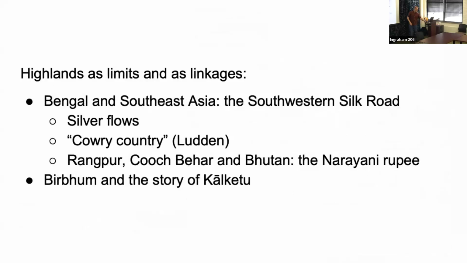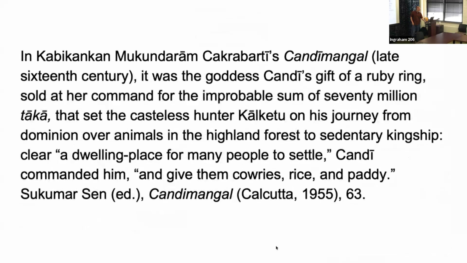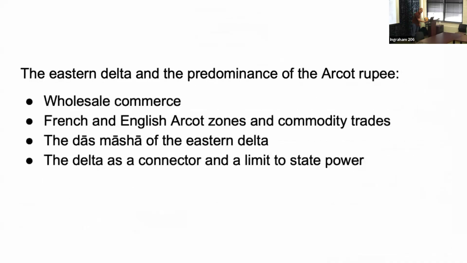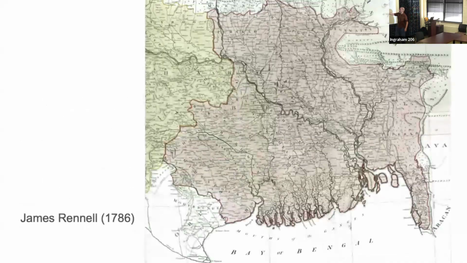The same thing is happening over on the north. I'll get back to that in a moment. The same thing is happening up here. This is another set of highlands on the western side of Bengal. And here, cowries similarly are the only money in use. And there is no coined money.